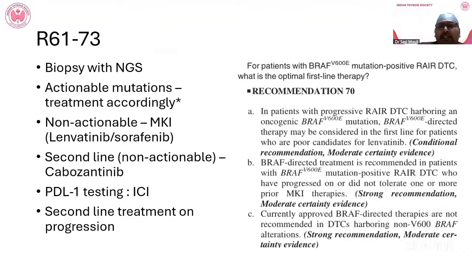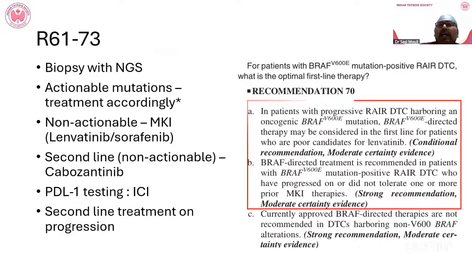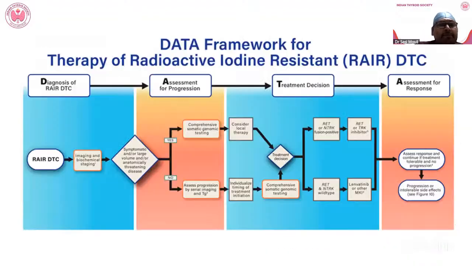Then if there is any progression, we go to second line therapy. Now, this is very important as compared to anaplastic thyroid cancers: in differentiated thyroid cancers, even if there is an actionable BRAF mutation, we usually start these patients on lenvatinib, and if they progress, only then do we go ahead with dabrafenib and trametinib. This has also been reinforced by the ASCO guidelines, recently released in April 2026. Now, this is the framework for radioiodine refractory disease. If you have a guided mutation, you go ahead with it. Otherwise, go ahead with lenvatinib.